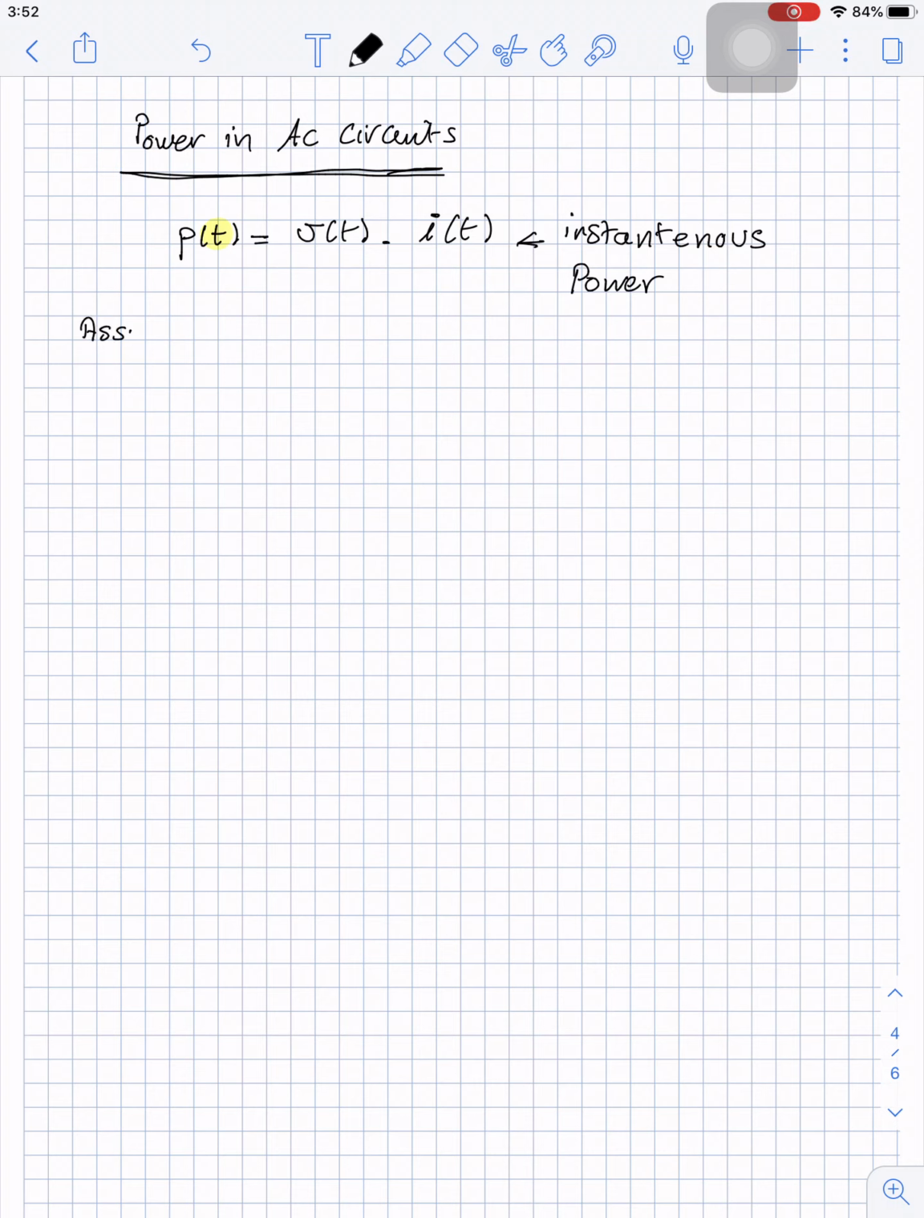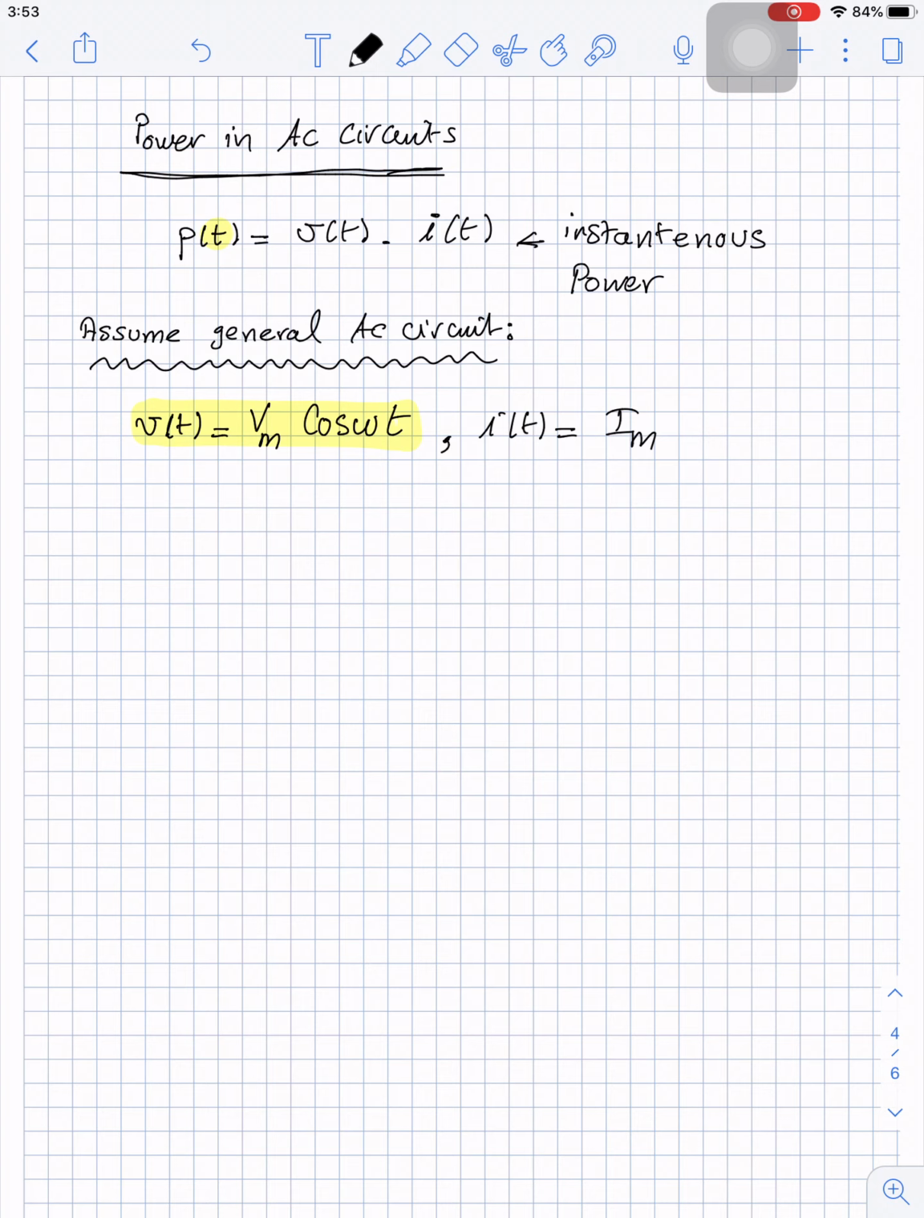Now let's assume a general AC circuit. So in a general AC circuit, the voltage and current will be sine waves. So let's say that the voltage v of t equals a maximum value V max cos omega t. So this equation is a generic cos wave for the voltage, and let's assume that the current i of t equals I max cos(omega t minus an angle phi), and this is the current i of t. And by assuming v of t and i of t with these two functions, we have a generic AC circuit.